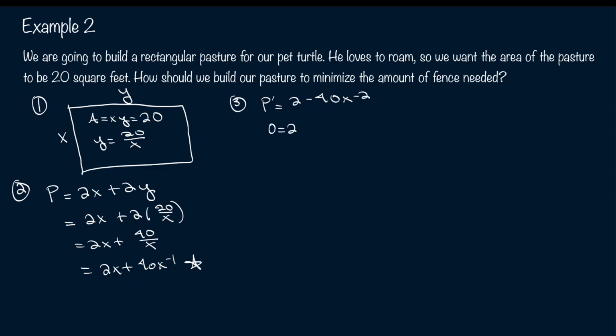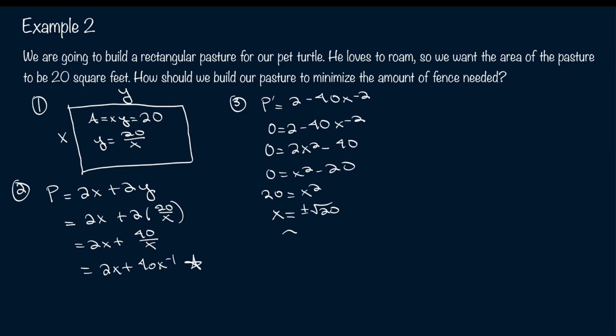Now we're going to go ahead and plug in 0 for P prime so we can get our critical values. What we end up with is, if we multiply x to the negative 2 on both sides, we get 2x squared minus 40. Divided by 2, we get x squared minus 20. Add 20 to both sides. We get 20 equals x squared. Flip that around a little bit. We get x equals plus or minus the square root of 20, but we are going to want it to be positive, so that is going to be around 4.5.